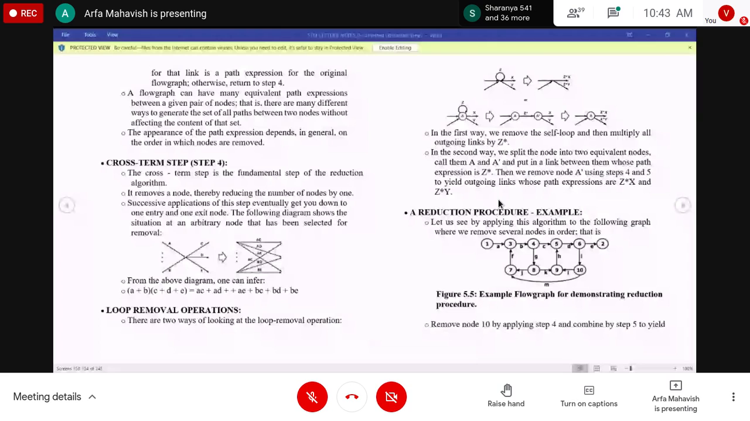So look at this example. We have three rules, and we have the removing rules, four to eight. We have the algorithm for loop removing. Keep in mind that we are removing loops from the diagram. We are finding the path expression, and in this diagram we are moving along the easy way path.